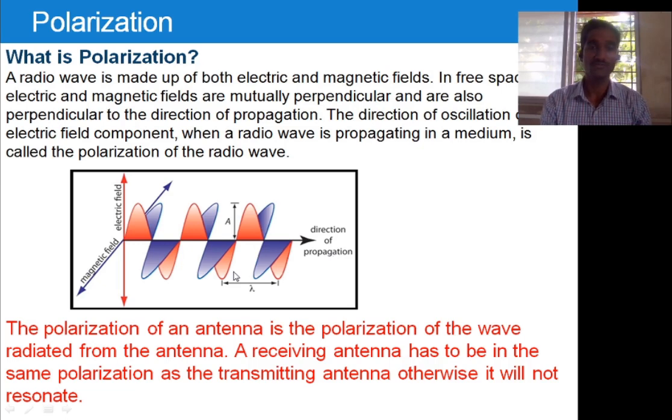So this figure shows the electromagnetic waves or radio waves, and they consist of two components. One is the electric component, shown in red color, and the second one is the magnetic field component, and the polarization is denoted by the electric field. So the direction of oscillation of the electric field component represents the polarization of the waves, and this polarization is important at the time of antenna transmission or receiving.